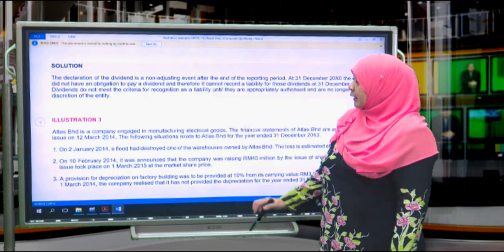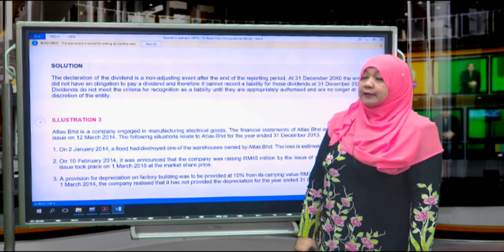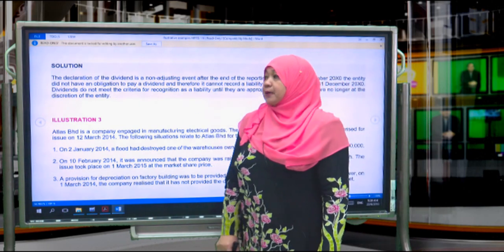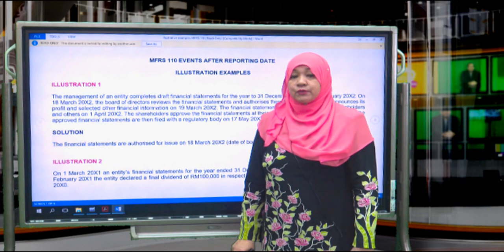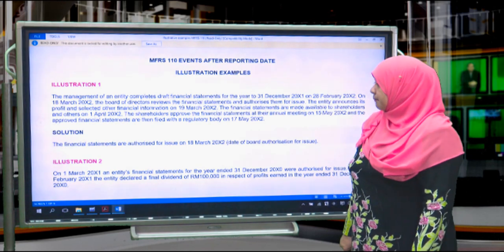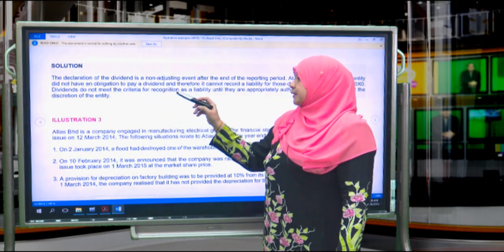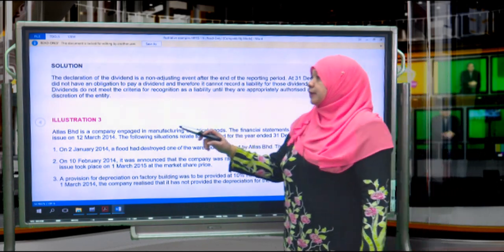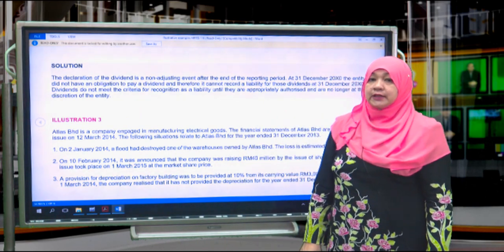However, we are going to take into account the dividend declared as a liability in the future accounting period. Alright, so for the previous accounting period, as at 31st December 2010, what we are going to do is record in the notes to accounts that there is a dividend payable that has been proposed, has been declared by the company. Dividends do not meet the criteria for recognition as a liability until they are appropriately authorized and are no longer at the discretion of the entity. Right? So it becomes a dividend payable at the next accounting period.